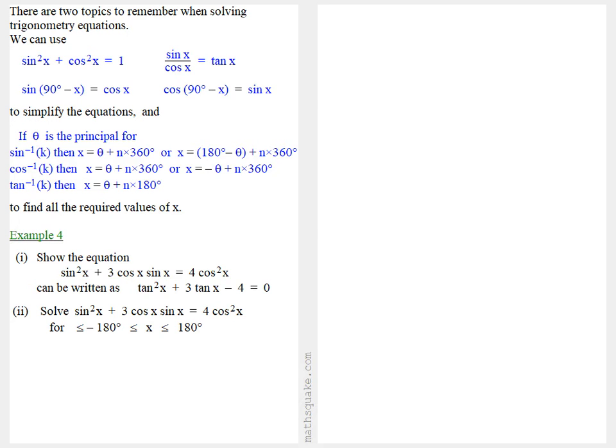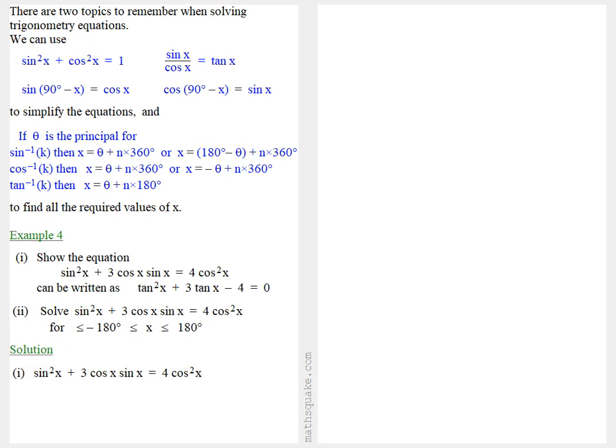In example 4, we're asked to show that the equation sin squared x plus 3 cos x sin x equals 4 cos squared x can be written as tan squared x plus 3 tan x minus 4 equals 0. And then in the second part, we're asked to solve sin squared x plus 3 cos x sin x equals 4 cos squared x for values of x between minus 180 and plus 180.